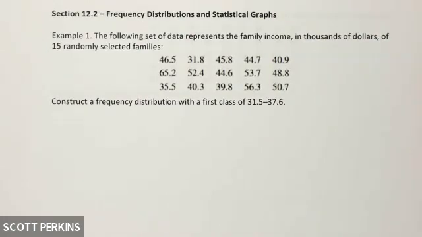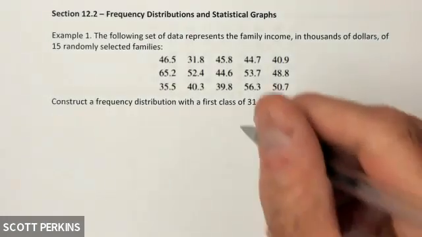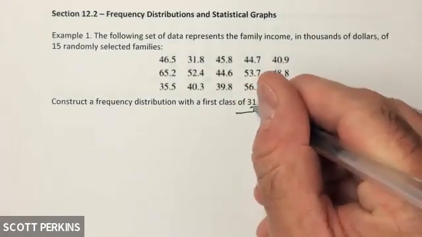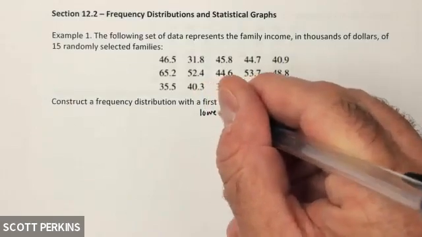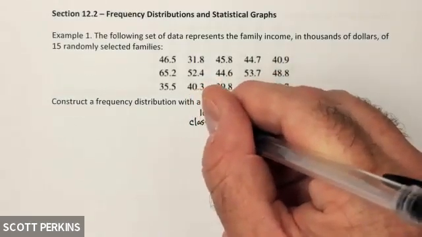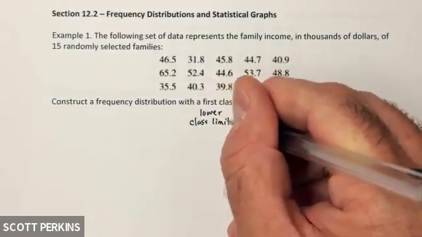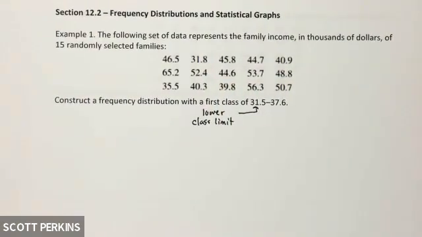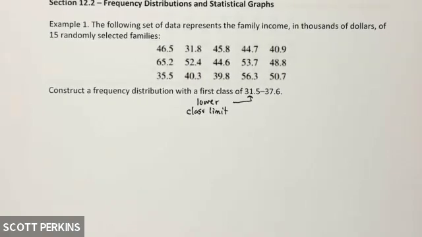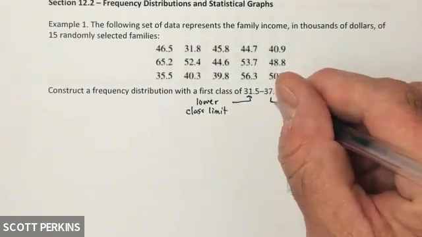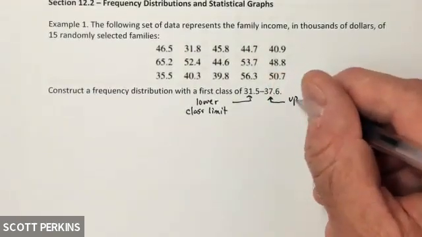So some terminology here for you is that this 31.5 value, we call this the lower limit, the lower class limit. I don't think that's too mysterious, but I just want to make sure that when I refer to these things and I use these words, that you know exactly what I'm talking about. The 37.6 in this class is the upper class limit.